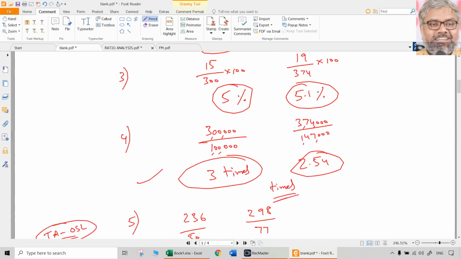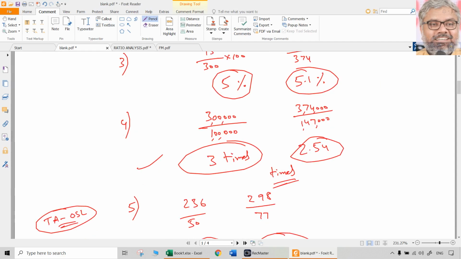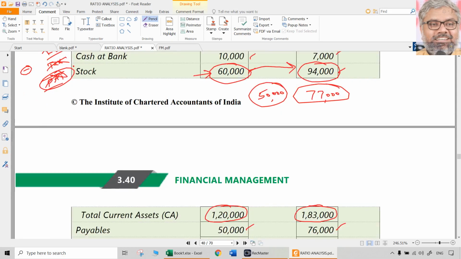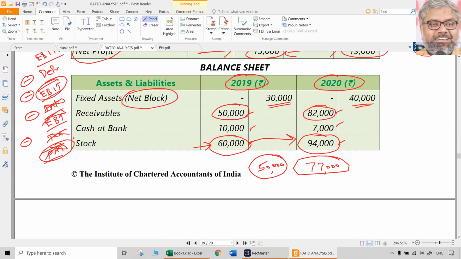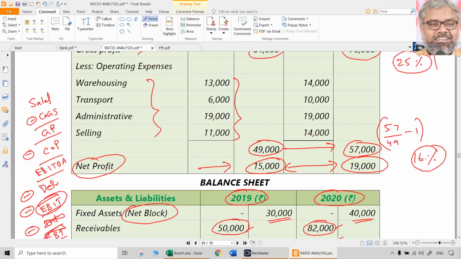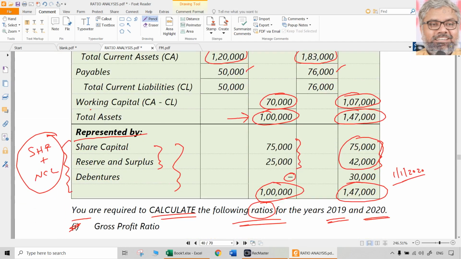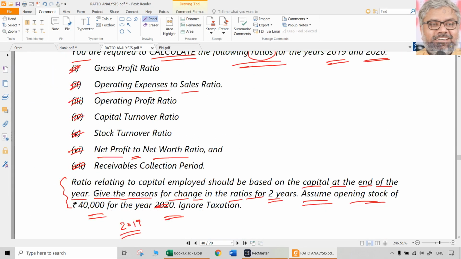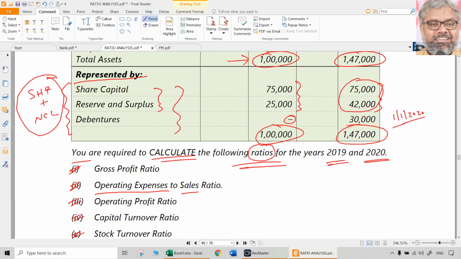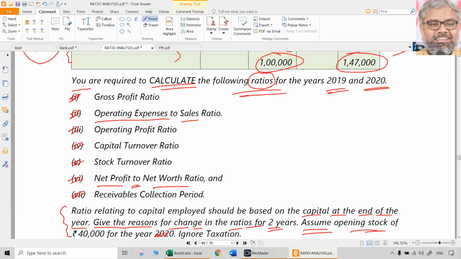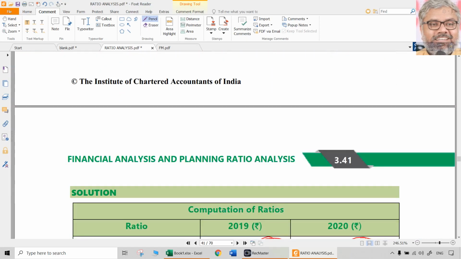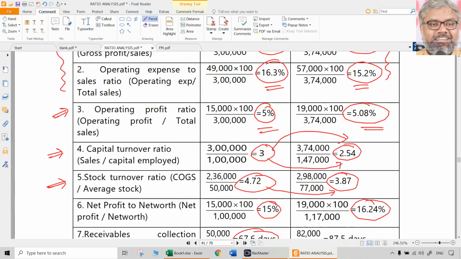That indicates the company is following a conservative inventory policy, we can call it, or we can even say, on the other side, it is not in a position to sell more. So the sales force of the company is not working as effectively as it should work. That also is indicated by stock turnover ratio.